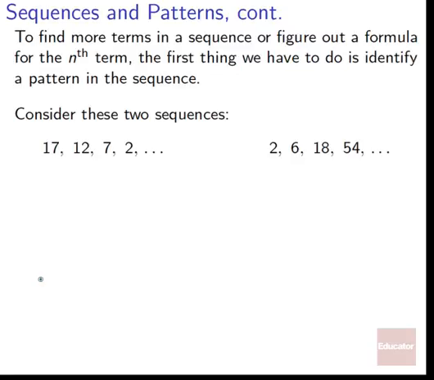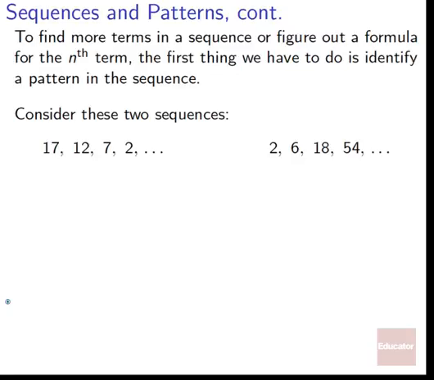If we want to find a formula, if we want to be able to talk about more terms, the first thing we have to go figure out is what goes on in the sequence. How does the sequence work? So consider these two sequences. 17, 12, 7, 2, and 2, 6, 18, 54, continuing on with both of them.